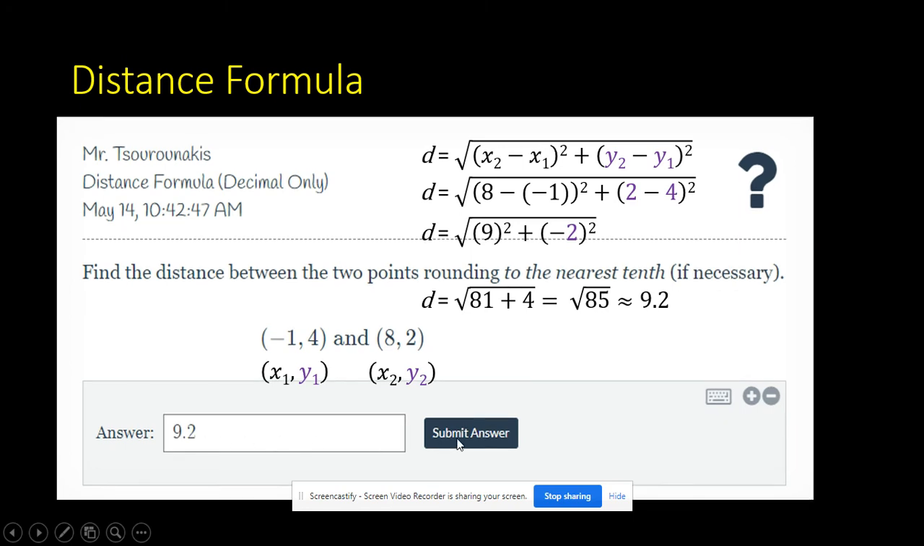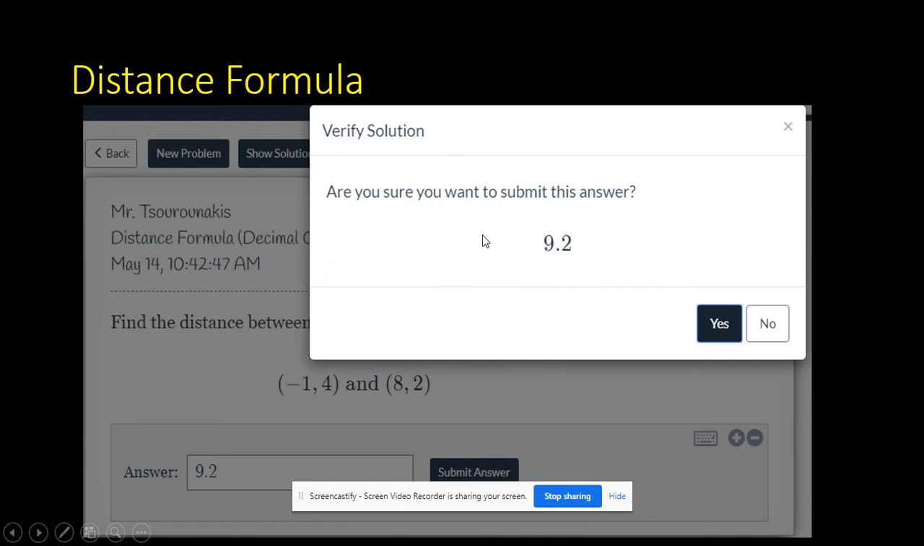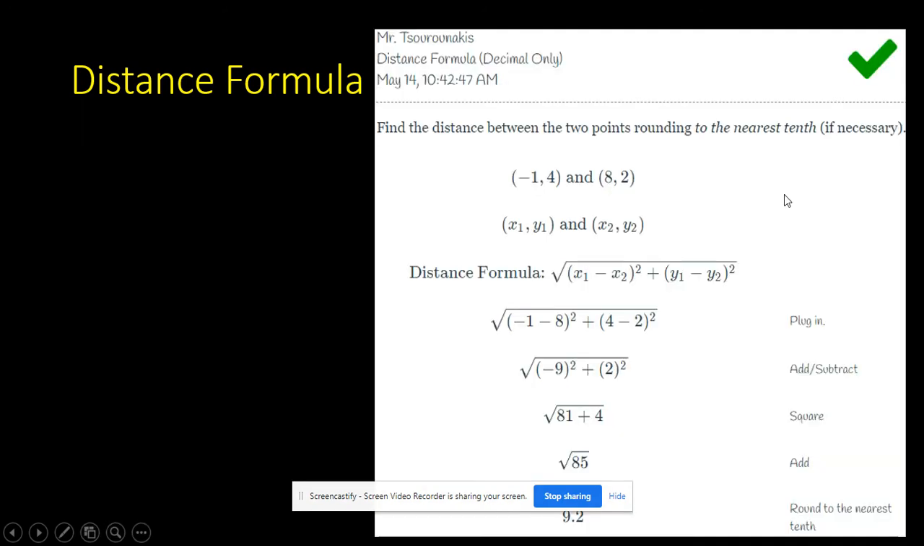Then I would press submit. The software will ask, are you sure you want to put this answer in? If you are, press yes. If you're not, press no, and I'll go back to the screen and can put something else in. But we're going to just press yes. And if it's correct, it'll show you a check mark and then show you the problem, how it should be solved. If it's wrong, it'll mark it wrong and give you a chance to try again.